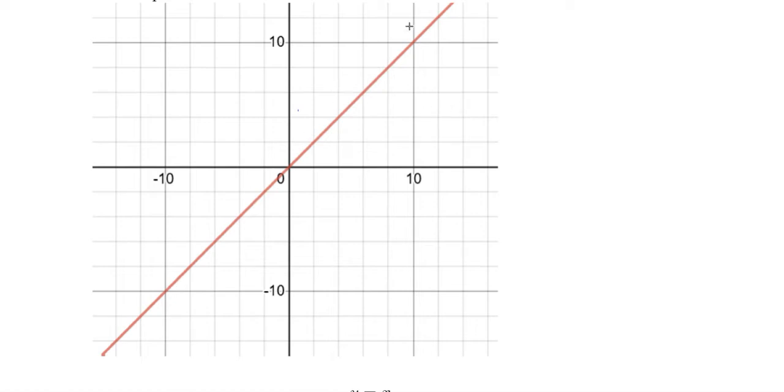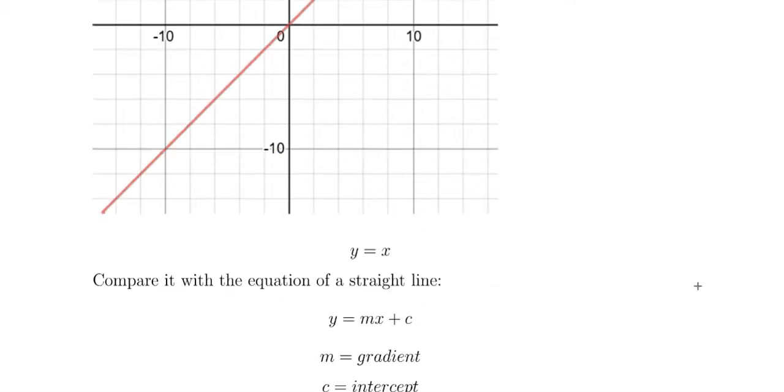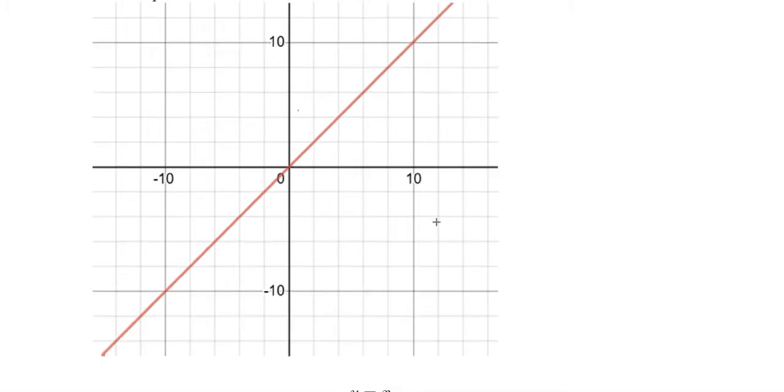Take a look at this line. This line is this one here that's red. This is called y equals x, as described below. It's called y equals x. That is to say, the value on the x-axis is equal to the value on the y-axis.